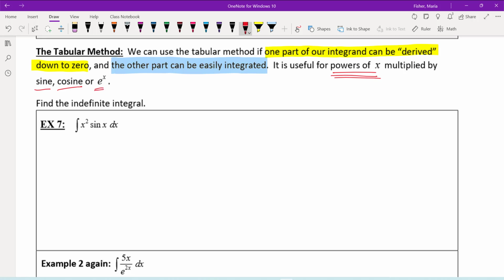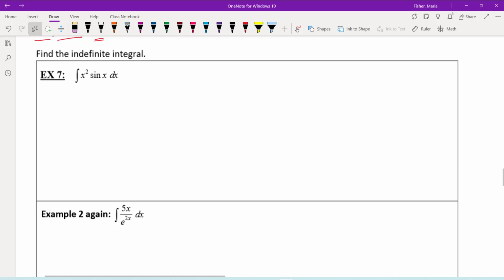So let's look at number 7, where we're finding the indefinite integral, and we're going to use the tabular method for this. We're looking at this problem. It's not basic form. It's not a u-sub. I know I need to use LIATE because the only other thing I know how to do right now is integration by parts. I don't have a log. I don't have inverse trig. I do have algebra. So your u here would be x squared.